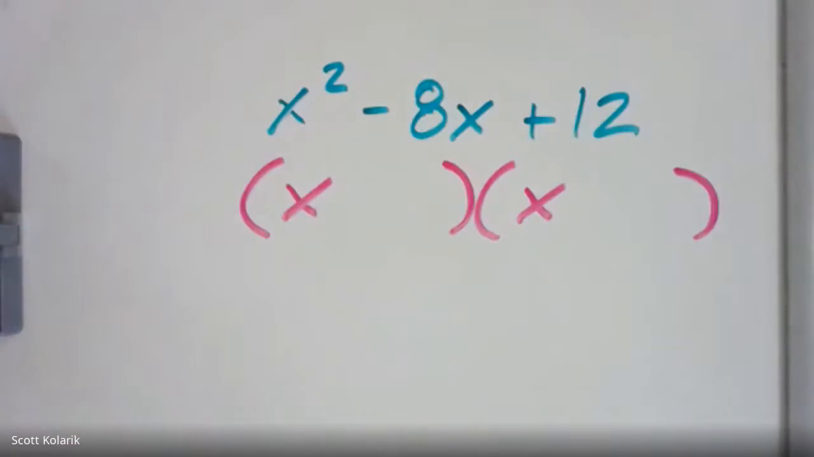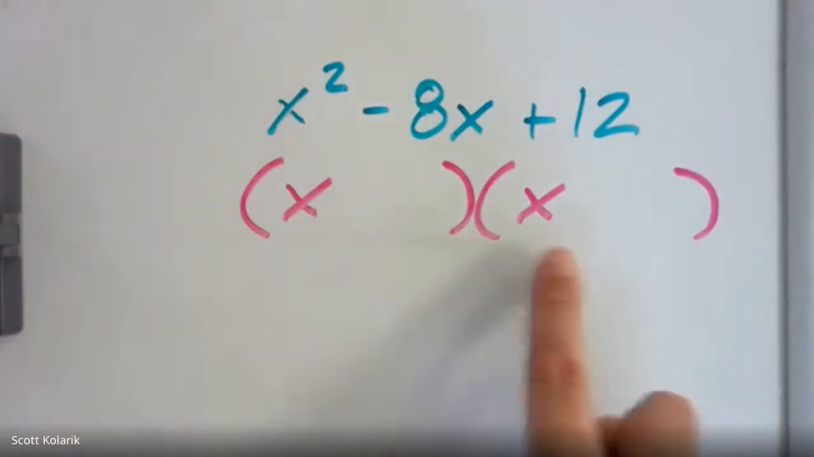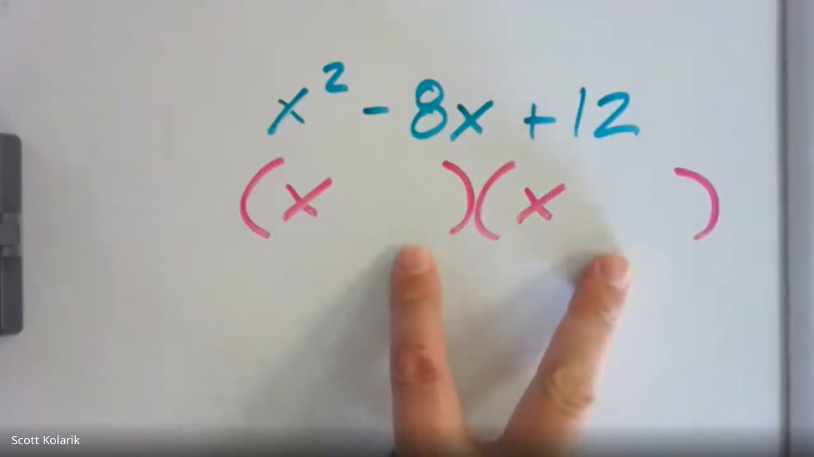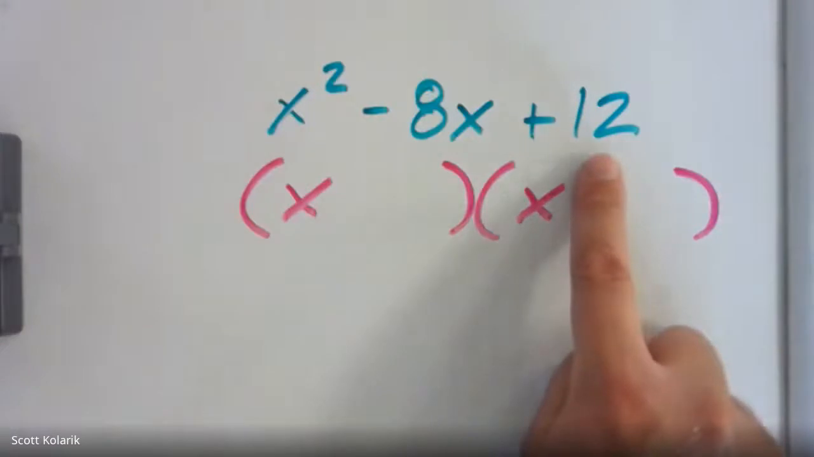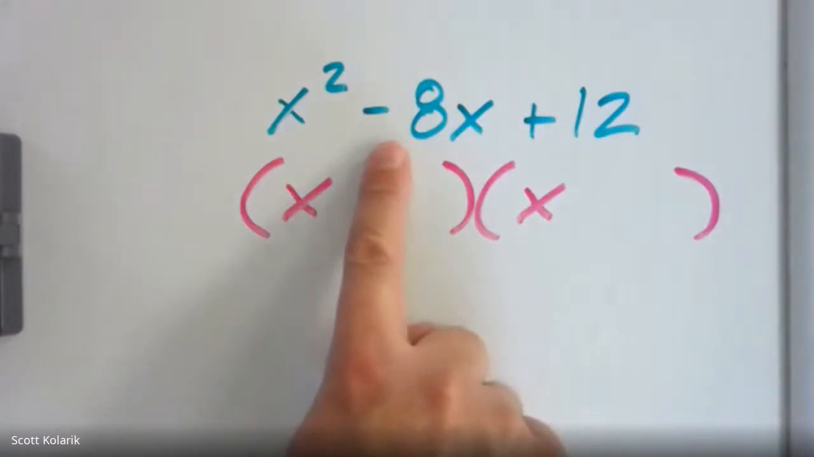And so what we learned at the beginning of these notes was that whatever these two values are, filling in the blanks, they need to multiply together in some way to give me positive 12. And they need to add together in some way that gives me negative 8.